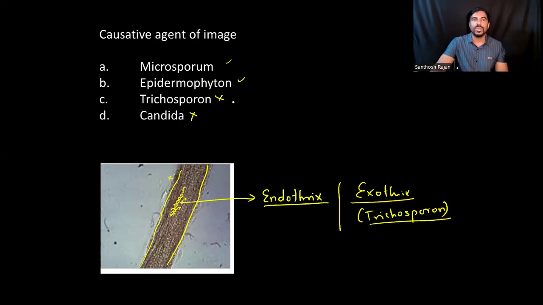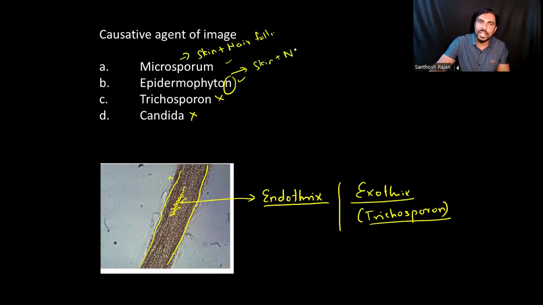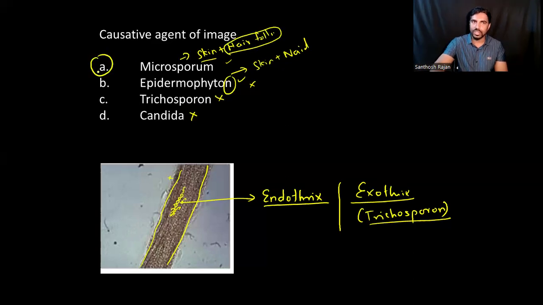How to rule it out? Microsporum affects skin plus hair, hair follicle. But Epidermophyton, we always say, affects epidermis, skin, again skin, plus nail. So that is one clue to say Epidermophyton is not possible. If you talk about hair follicle, the only possibilities are Microsporum or Trichophyton. Unfortunately Trichophyton also, but thank God it's not given, otherwise that would cause more confusion.